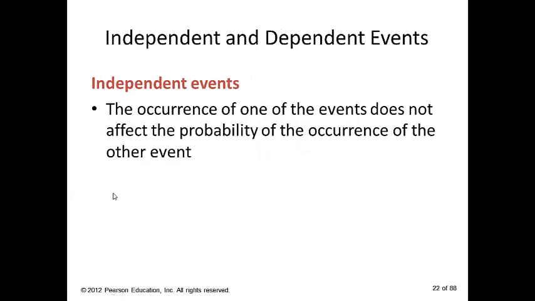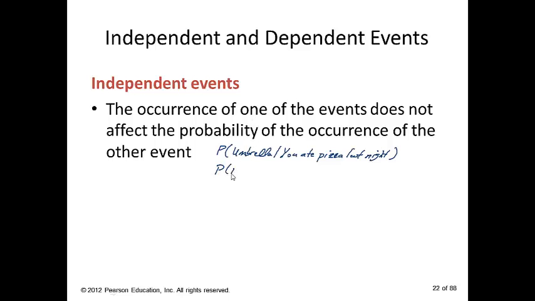Independent and dependent events. Independent events are events where the occurrence of one of the events does not affect the probability of the occurrence of another event. So for example, the probability I carry an umbrella with me today, given you ate pizza last night. They have absolutely nothing to do with each other. Therefore, the event of me carrying an umbrella and the event of you eating a pizza are independent.